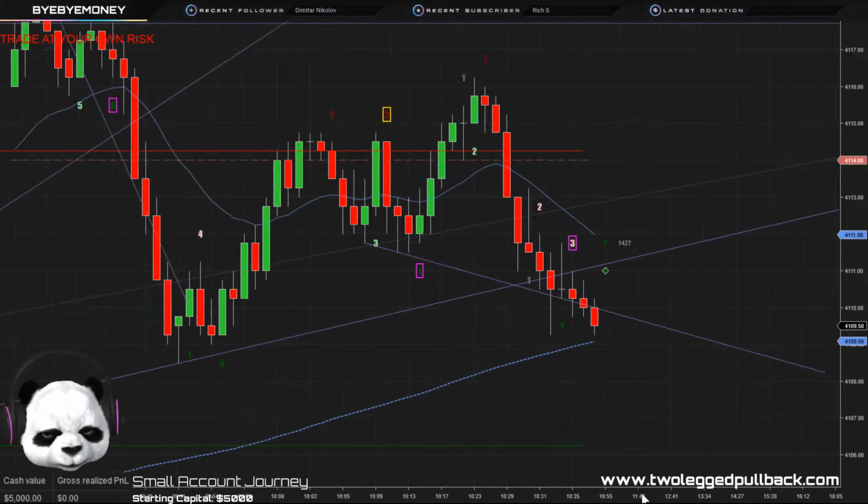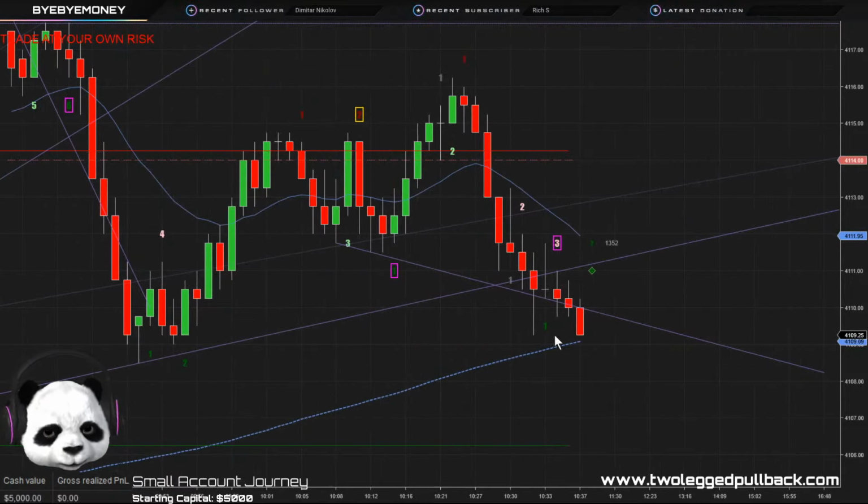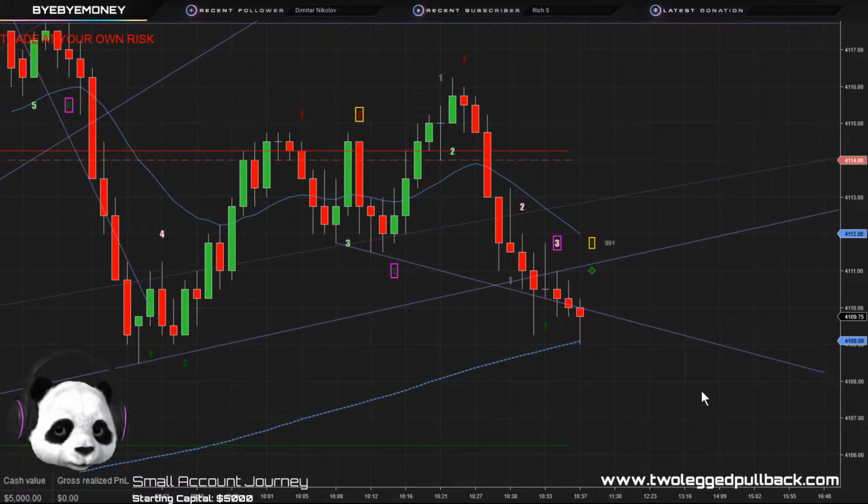Double bottom here now. Breaking down. Probably gonna test the bottom of this trading range. A wedge breaking down like this.